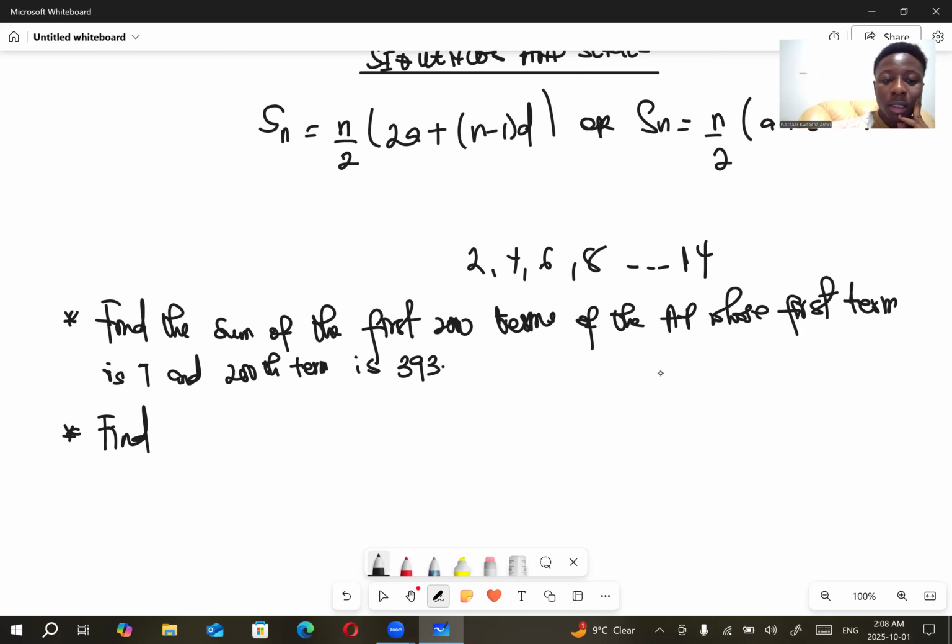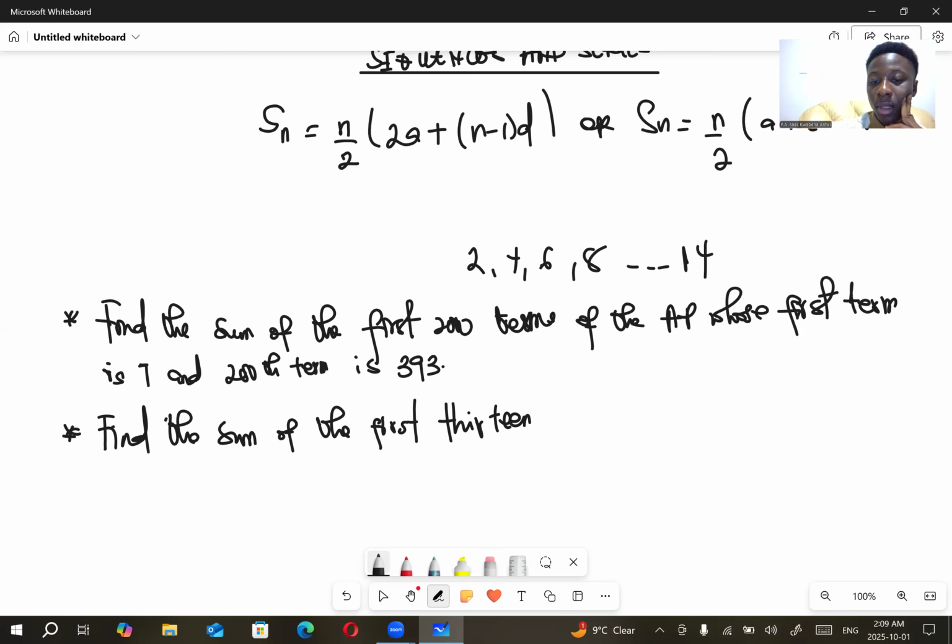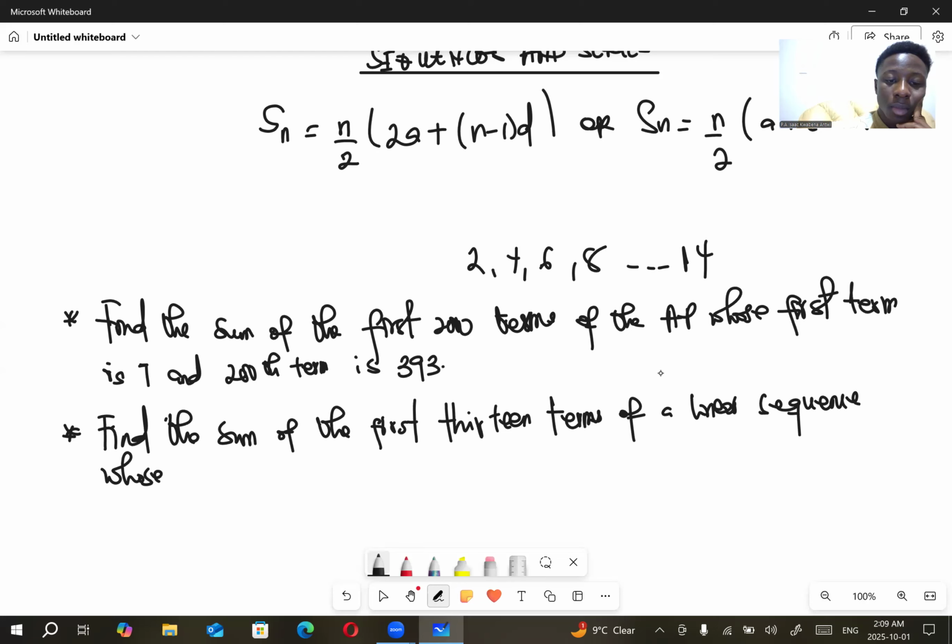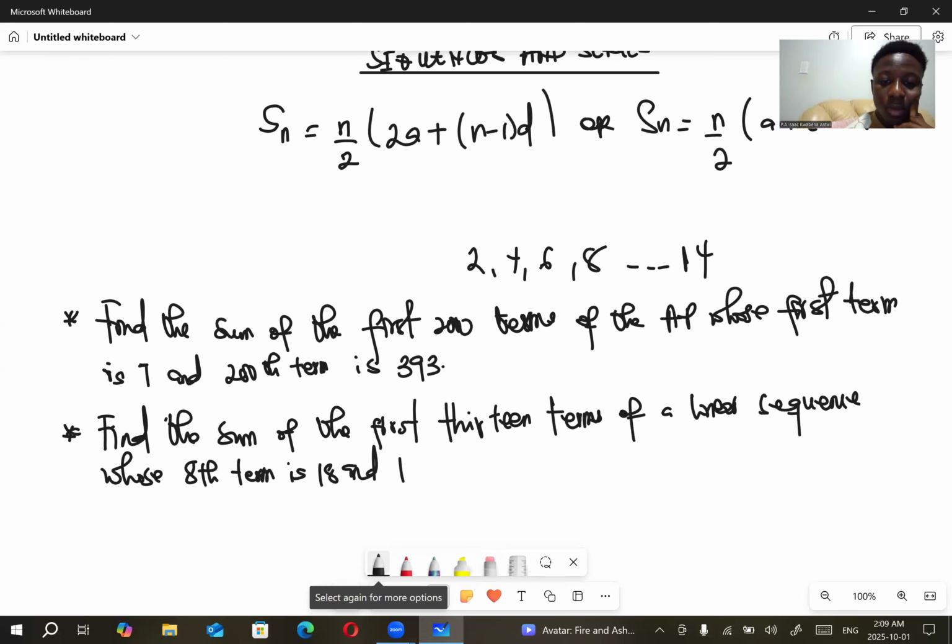The next question: find the sum of the first 13 terms of a linear sequence whose eighth term is 18 and 11th term is 24.